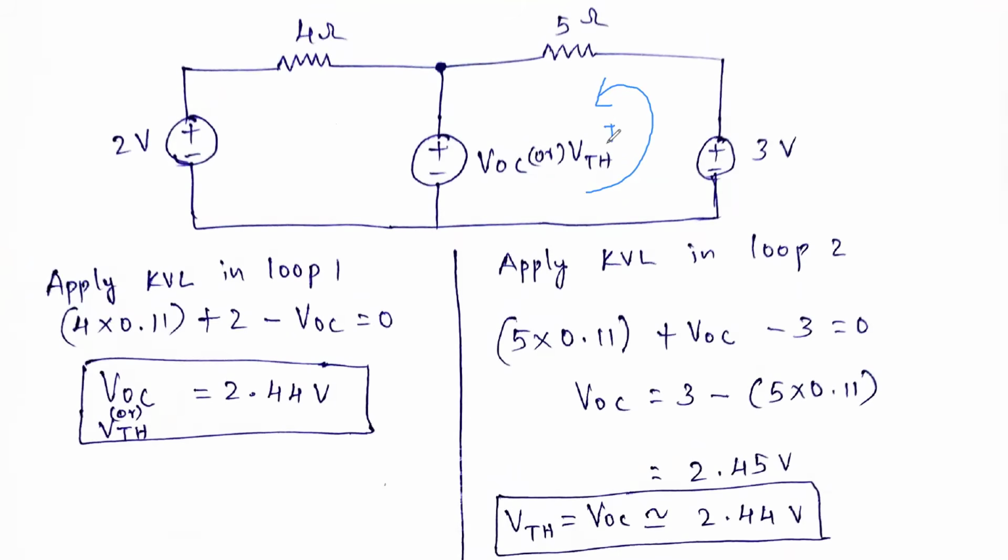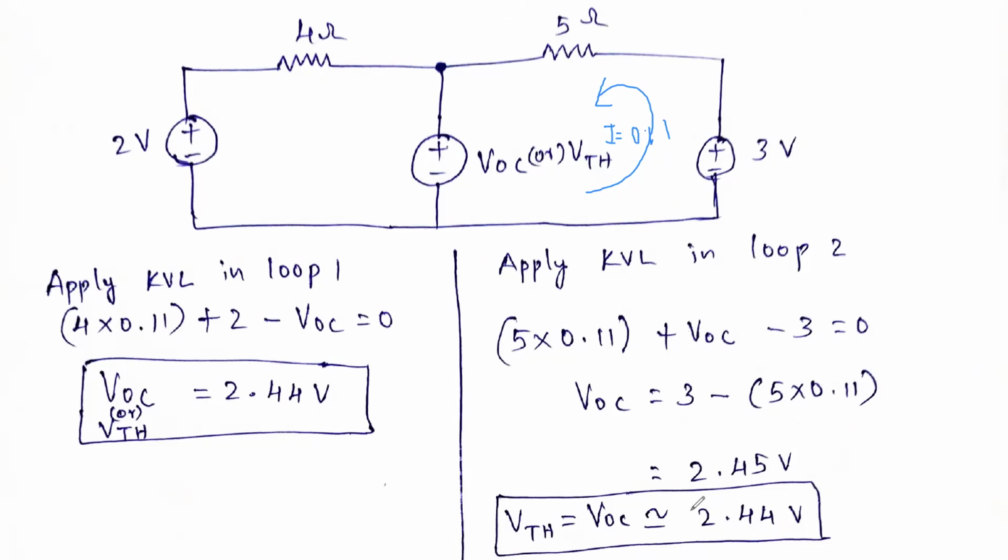Current I is flowing like this. So I is what we already calculated. This is minus, so it is in the reverse direction. So that is nothing but 0.11. So here 5 into 0.11, this direction is positive to negative, that is plus VOC. Again it is coming like this, minus 3 is equal to 0. Then VOC is equal to 3 minus 5 into 0.11. While simplifying, we got 2.45 volts.